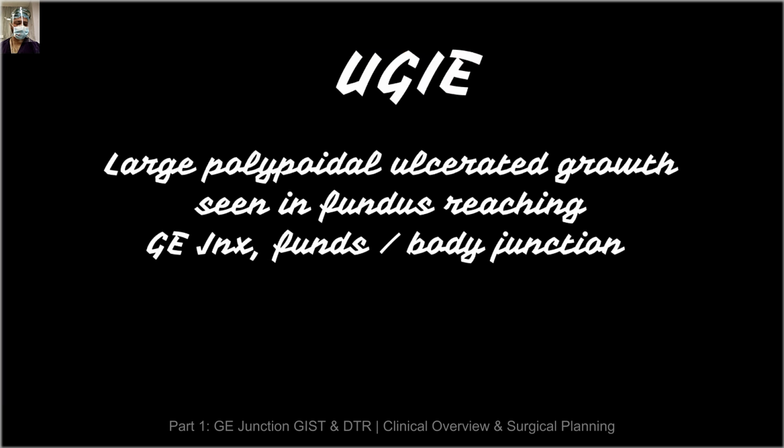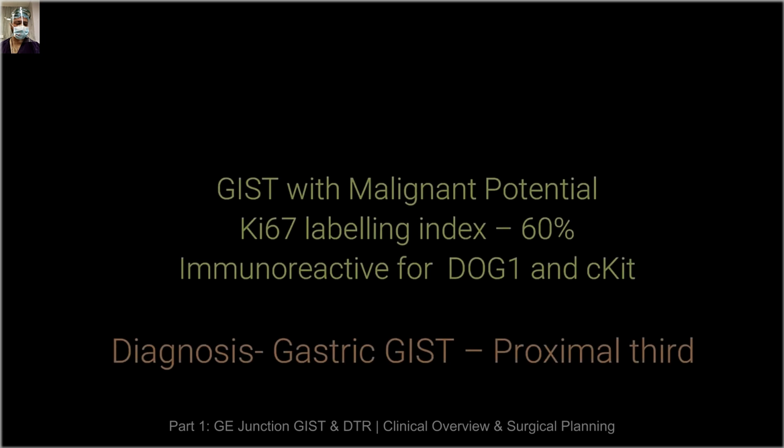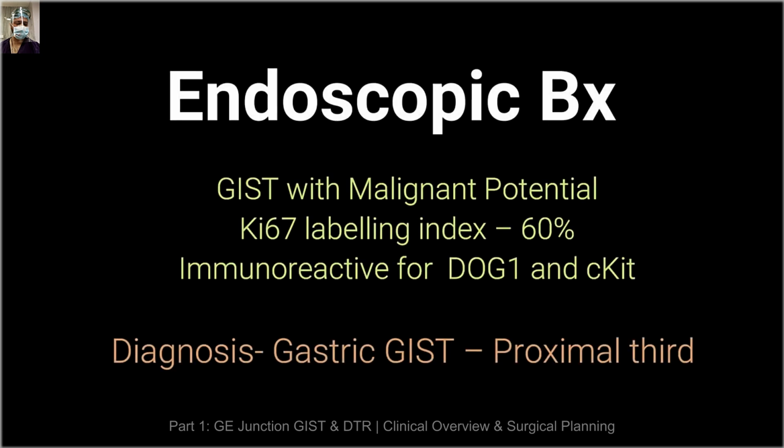On upper endoscopy, there is a large polypoidal ulcerative growth seen in the fundus, reaching up to the GE junction proximally and the fundus-body region distally. The GIST has malignant potential, with a Ki67 labeling index of 60%. It was immunoreactive for DOG1 and c-KIT, which are diagnostic IHC markers for GIST. So we made a diagnosis of GIST in the proximal stomach reaching up to the GE junction.